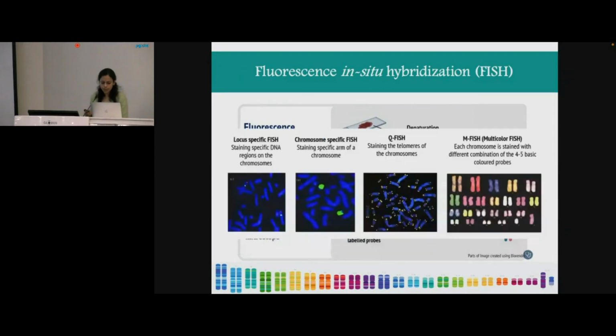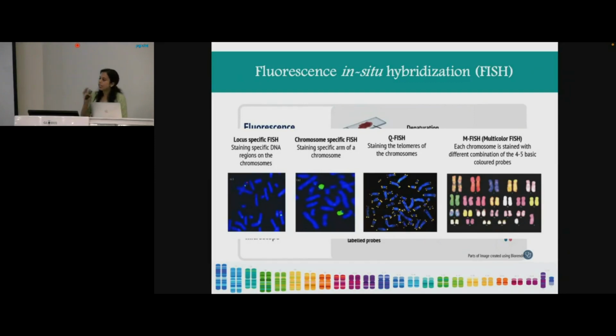First one is locus-specific FISH, where the probes are designed specifically to any particular locus or regions on the chromosome. Next one is chromosome-specific FISH, where the specific arm of the chromosome is stained with the use of a probe. Next is qFISH. Whenever you are suspecting any telomere-associated disorder, you can use the qFISH because the telomeres of the chromosomes will be stained. MFISH is multicolor FISH.